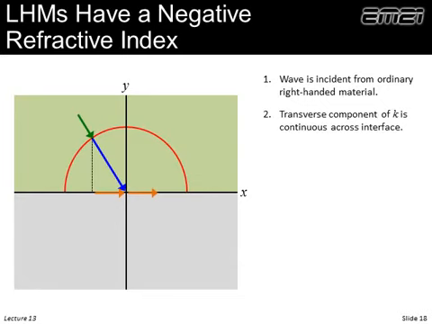Boundary conditions require that the transverse component of that wave vector is continuous across the interface. Well, what is the transverse component? We'll drop a projection down to our interface, our x-axis, and this orange line here is the transverse wave vector component. For convenience, we'll copy this over on the other side.